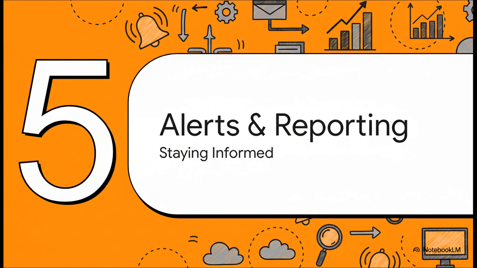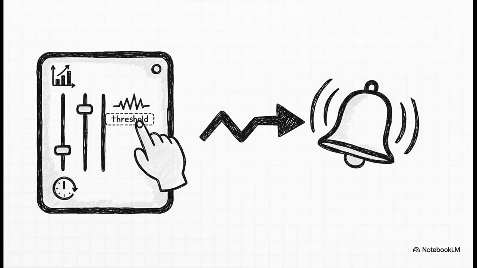Okay, Section 5, Alerts and Reporting. Because what good is all this info if you don't see it? This is about staying informed and in control. This is awesome. You can create custom alerts for pretty much anything. Want a notification the second your model's accuracy dips below 95%? Done. Want a heads up if a drift score suddenly spikes? You got it. You set the rules, and WhiteBox AI keeps an eye on things for you 24/7.